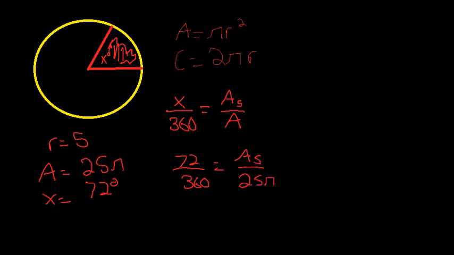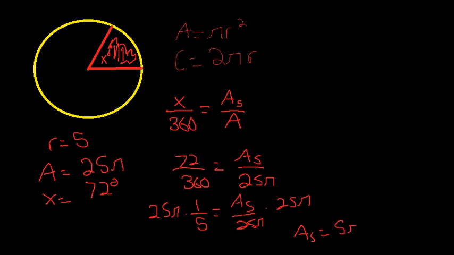We then multiply this 25 up. We could also reduce this first. 72 over 360 is 1/5. And then multiply both sides by 25 pi. And we would find out that the area of our shaded region is therefore 5 pi. So we can see that this angle represented 1/5 of the whole circle, the angle all the way around being 360, and the area of our shaded region was 1/5 of the whole area of the circle.